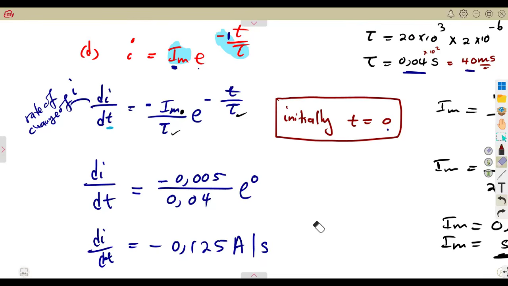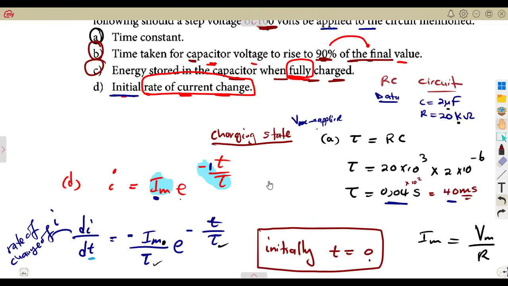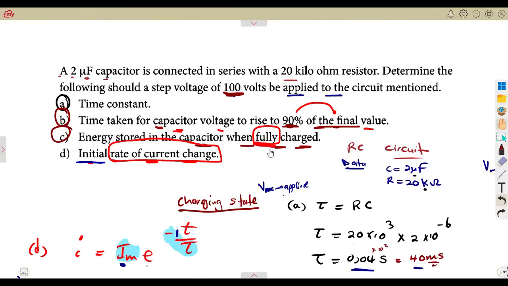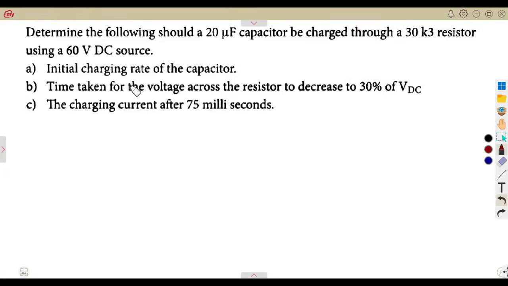What is it that is changing? Is it voltage? You consider from the voltage. Is it current? You consider from the current. So that's how questions can be given. Let's check another part still on our questions. Determine the following.